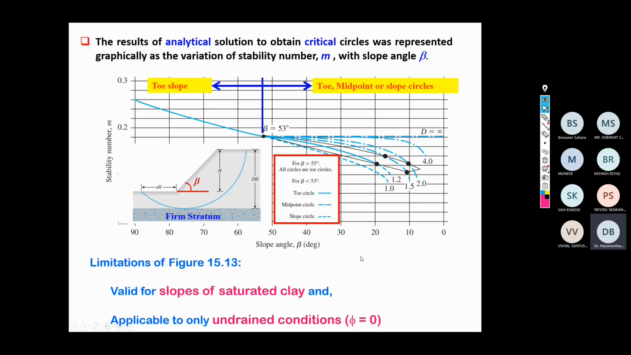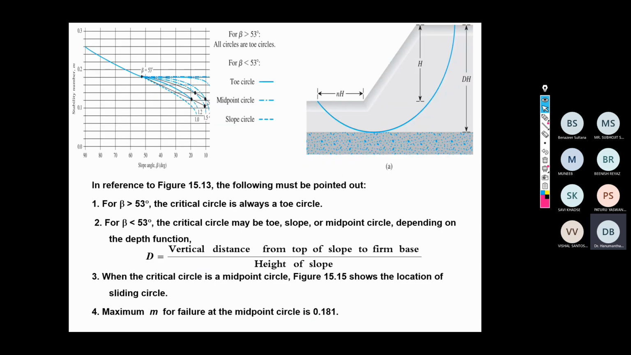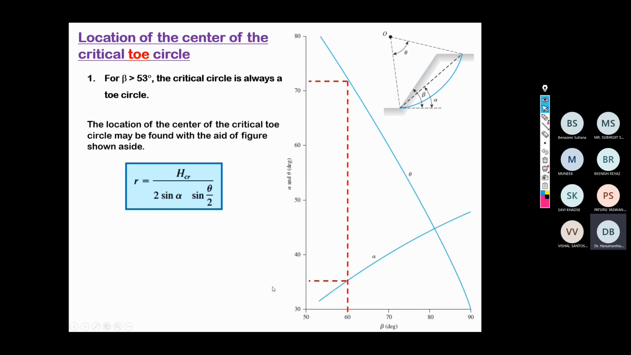Some assumptions are given. Limitations: this figure is valid for slopes of saturated clay only, applicable only to undrained conditions, that is phi equals 0.